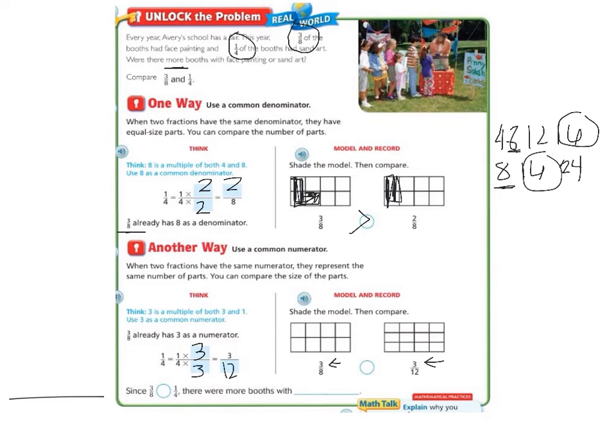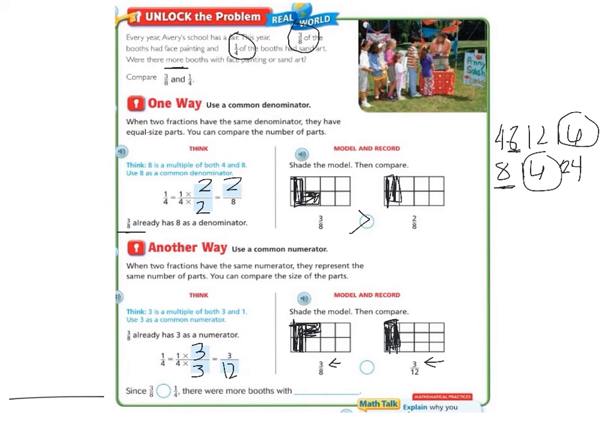Now I have 3/8 and 3/12. And you can see both of my rectangles are the same size, but the pieces inside are not. So on the left, I'm going to color in 3 of them, 3/8. And then on the right, I'm going to color in 3 as well, but this time 3 doesn't take up as much space. So even though I have the same number of pieces, my pieces are smaller. So we know that 3/8 is bigger than 3/12.